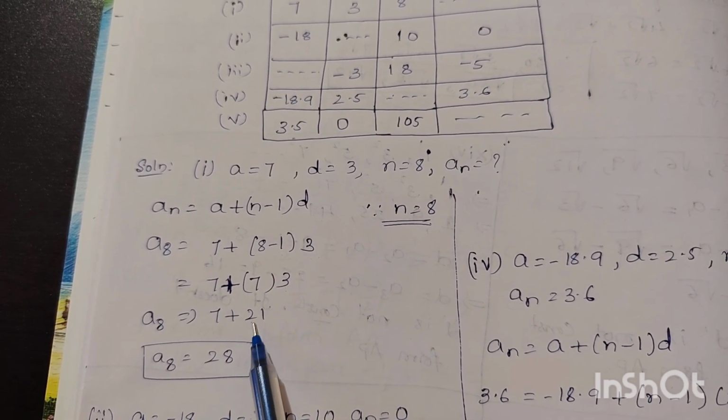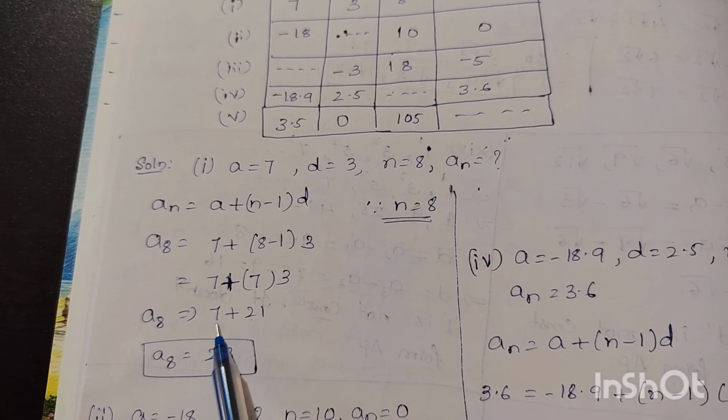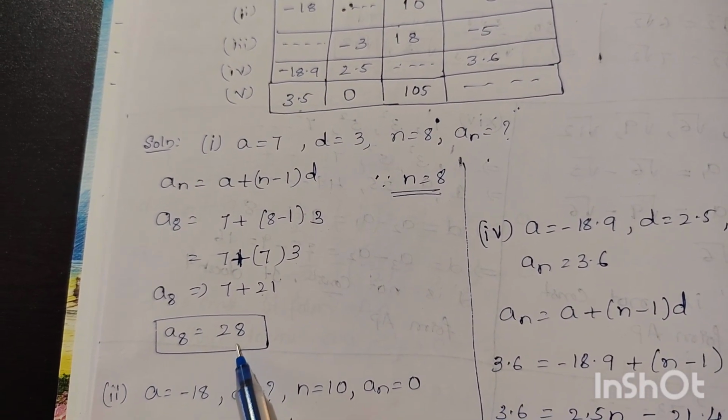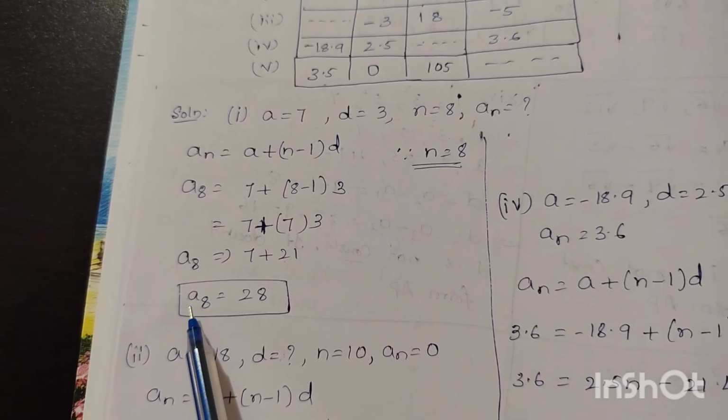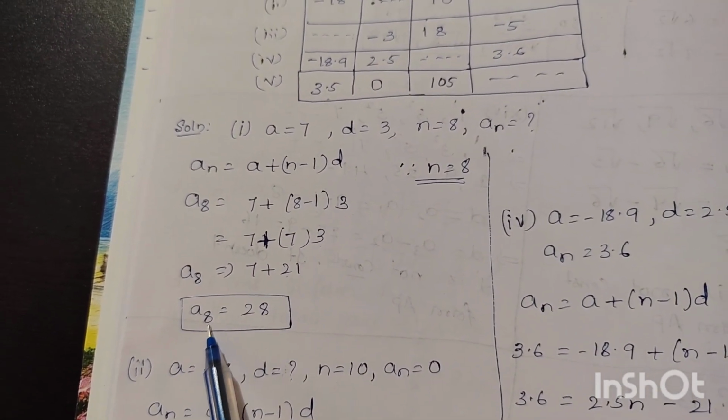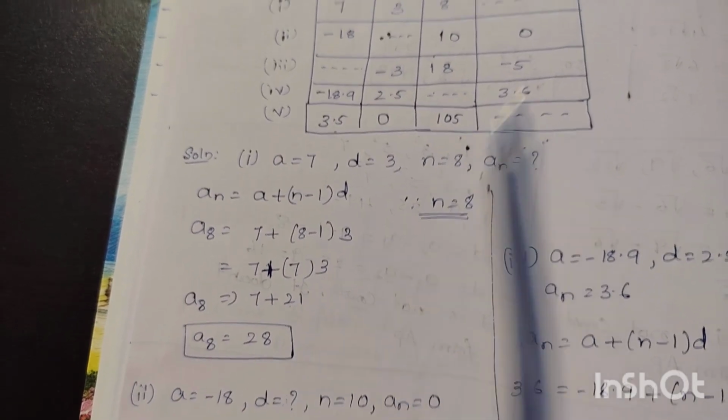7 into 3 is 21. We have to add 7 to the 21, then it becomes 28. Then last we get a8 is equal to 28.